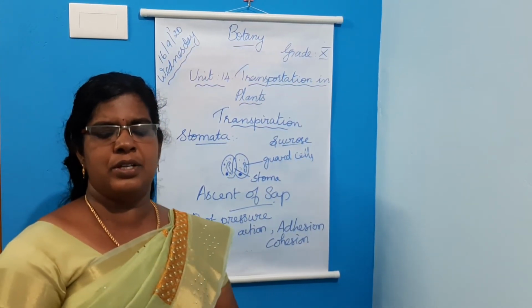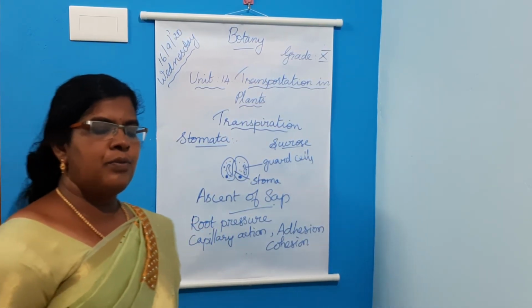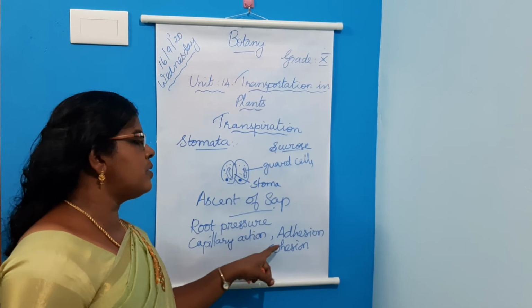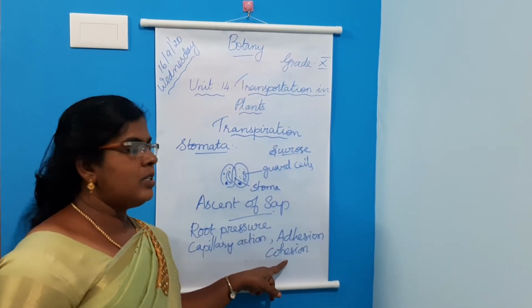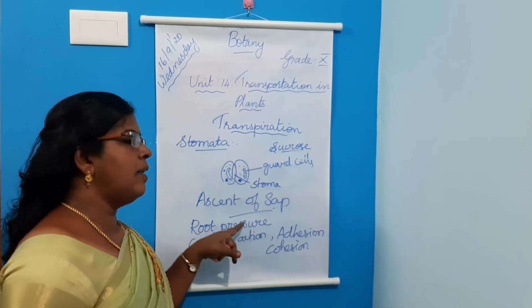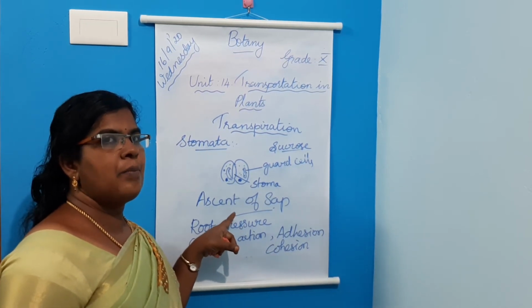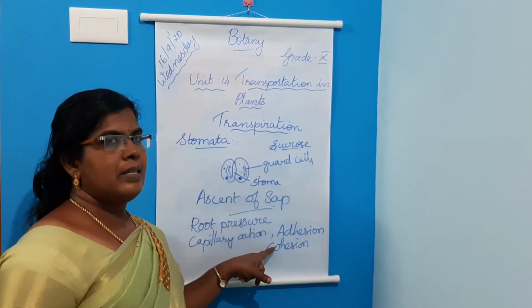Because of adhesion, water molecules form a continuous column. Then the force of cohesion is the force of attraction between water molecules. This force of attraction between water molecules also helps the sap to ascend, or helps the water to rise inside a vessel.